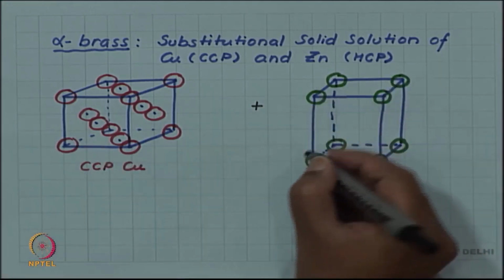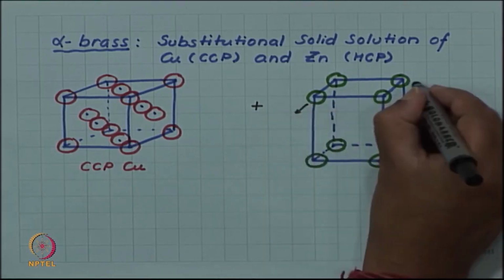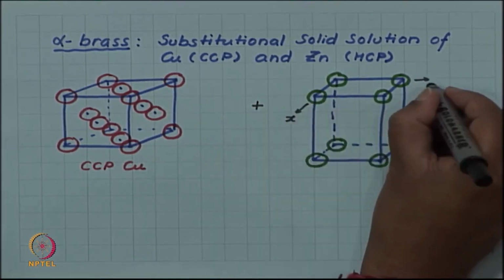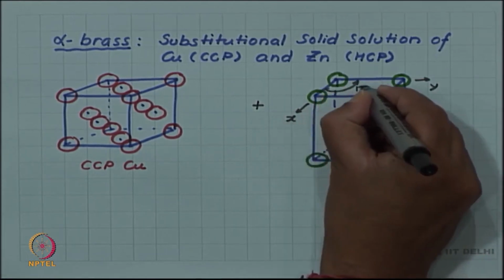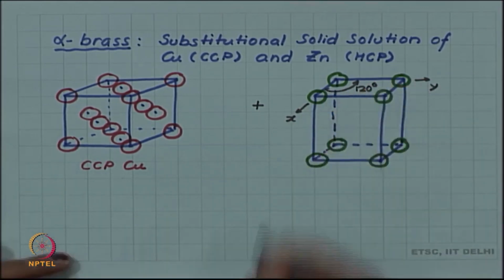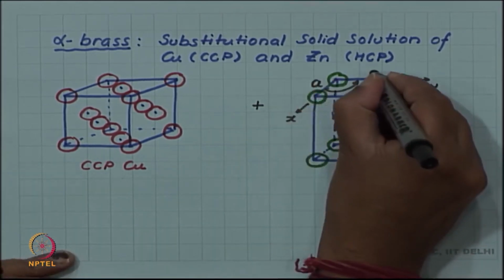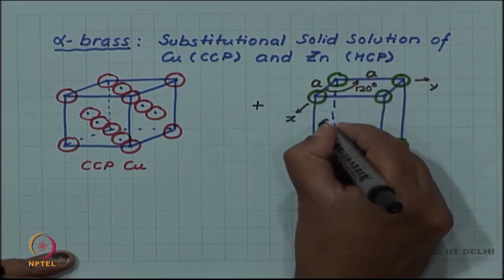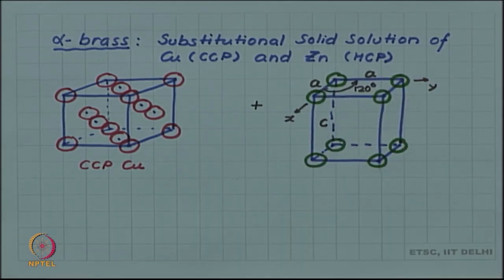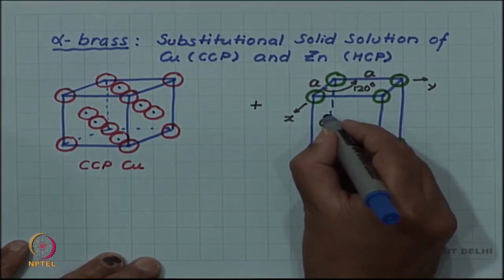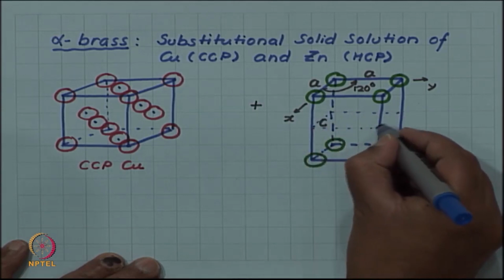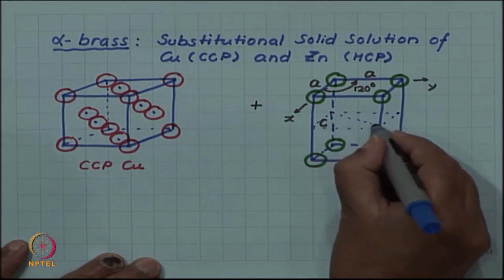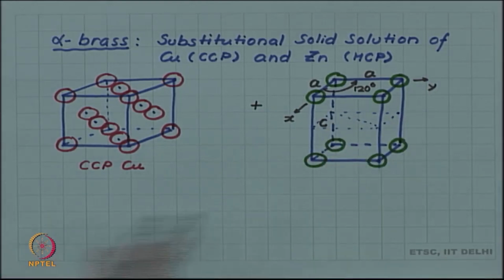and remember, since it is hexagonal, the x and y axes are now not making an angle of 90 degree, but this angle is 120 degree, and these two sides are equal. The third side is C, which is not equal to A. And in the mid plane, we will have one more atom, and that will be the B atom.